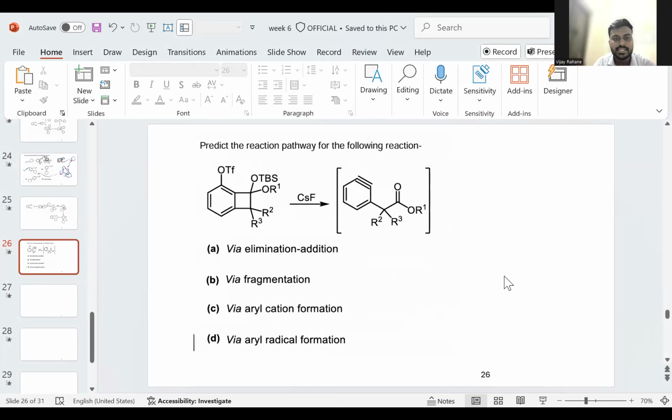So the next question is predict the reaction pathway for the following reaction. So you have been given a reaction. You have been given this cesium fluoride, and if you look at these compounds, OTBS, so obviously it is silyl protection, and F minus reacts with this, obviously it will attack on the silicon, right?